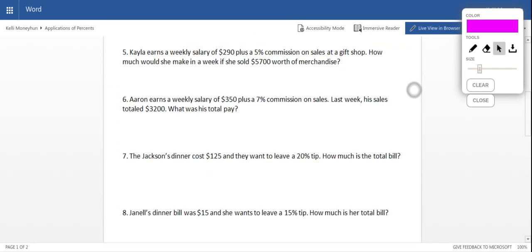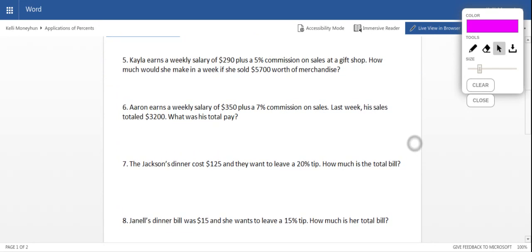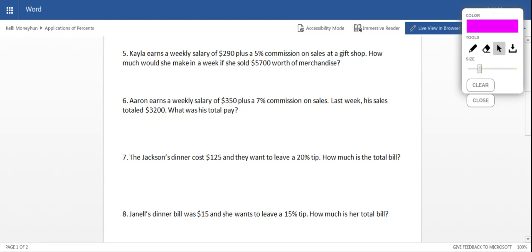Number 4 is just like number 3, so you guys should be able to do it. I'm just going to give you keywords for the rest of the problems, okay? So make sure that you are highlighting or circling or whatever the stuff that I am, okay? And number 5, you have a weekly salary of $290 plus 5% commission, okay? If you didn't know that commission means to add, you have a plus right here, okay? So let's put an add sign just so we don't forget. How much would she make in a week if she sold this much money, okay?